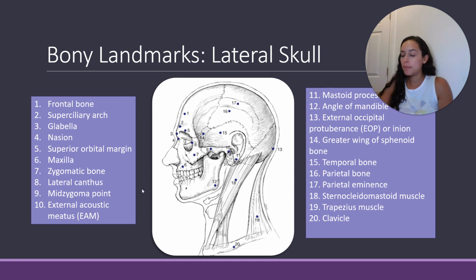Your mid-zygoma point, like we said, from the midway point from the lateral canthus all the way to the external acoustic meatus, which is that little canal, the ear canal, essentially, that space that goes into the ear, is your mid-zygoma point, which is number 9 in this image.